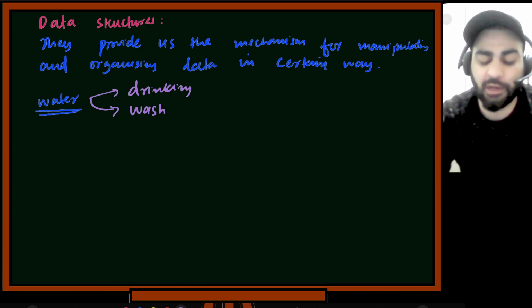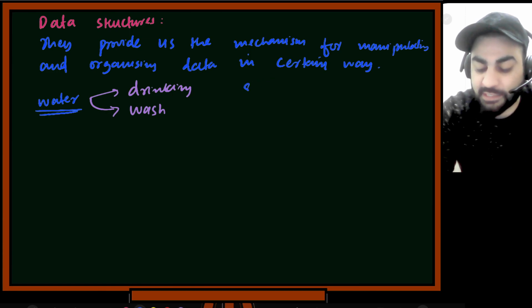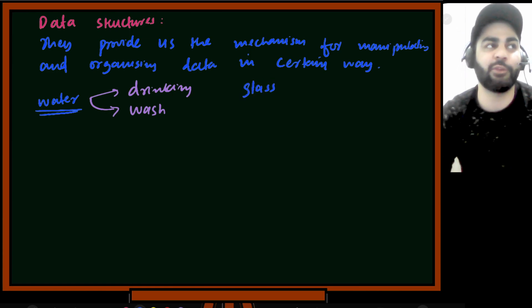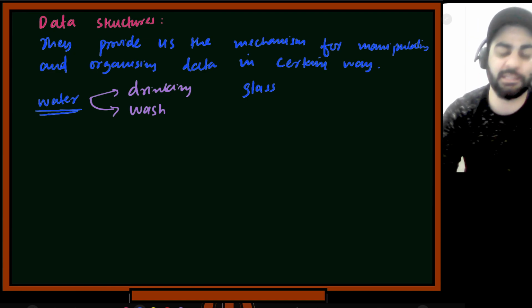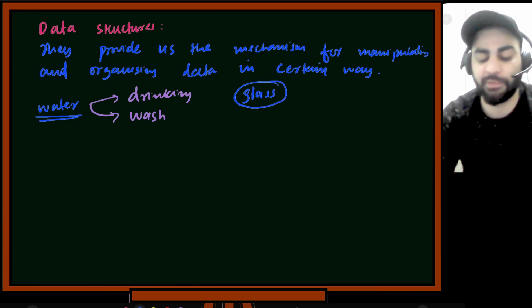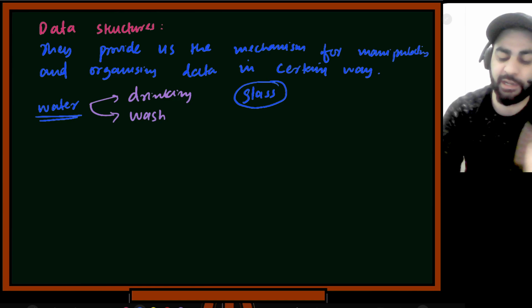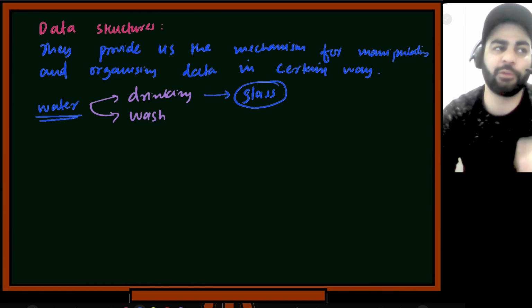If you have to drink water, obviously you'll take a glass. The glass stores this water in a certain way, and you drink from the glass in a certain way. So this glass can be thought of as a data structure, because water is our data and drinking is the operation we are doing on it. The glass is the storage where we keep the water.